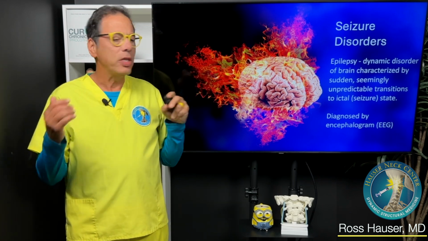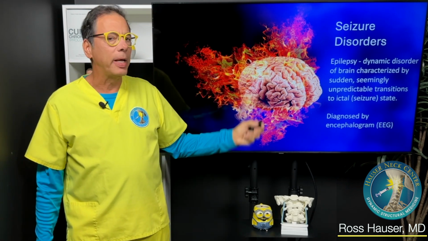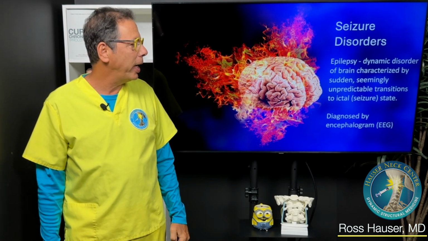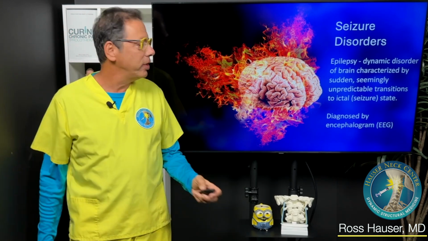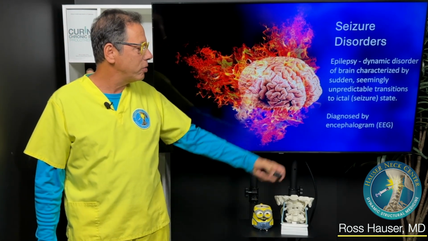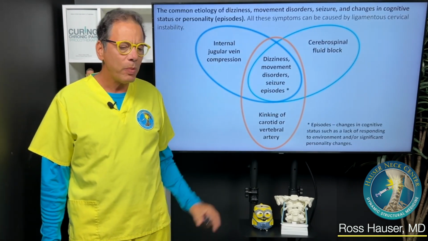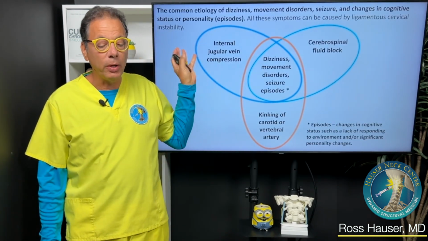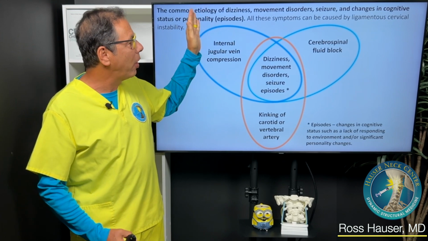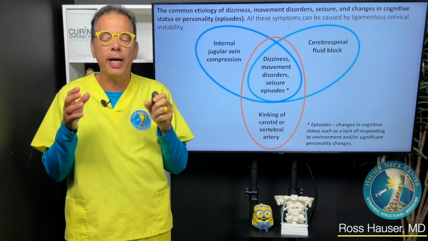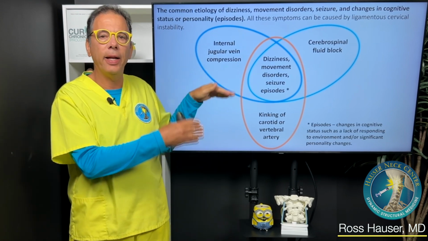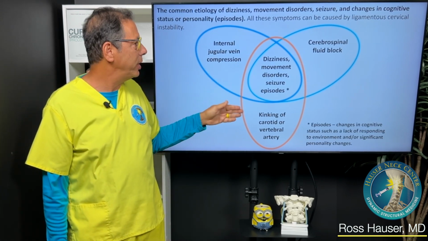Now, the traditional seizure disorder or epilepsy is a dynamic disorder of the brain characterized by sudden, seemingly unpredictable transitions to a seizure. And we all know, that's called a generalized seizure, and it's diagnosed by EEG. I put this slide on here. It relates to dizziness, but it also relates to movement disorder, seizures, and changes in personality or cognition, just to show that they have a common etiology.